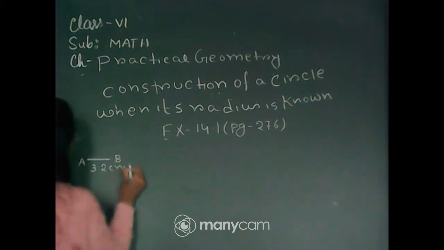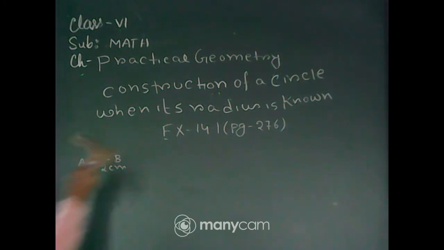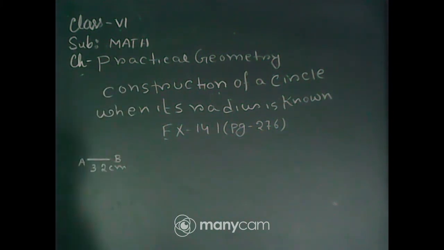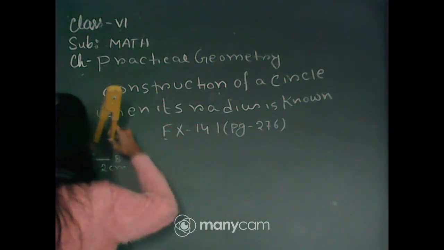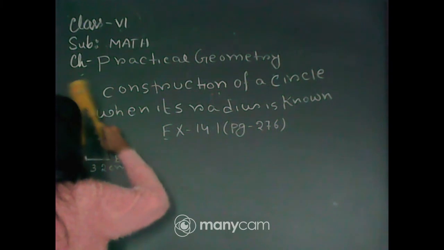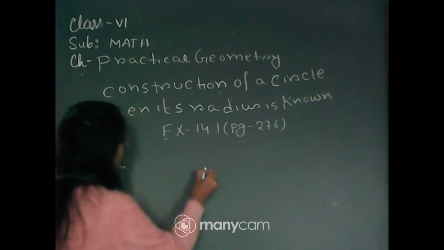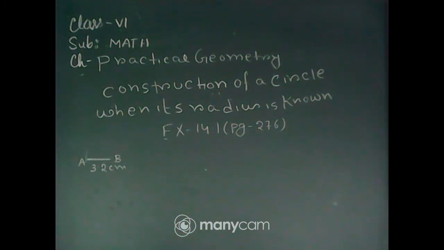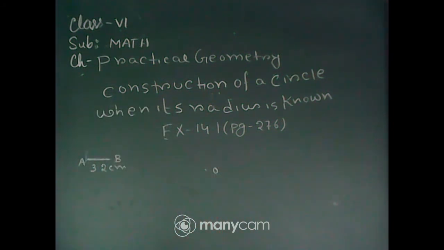Now we take the measure of this line with the help of compass. Next we mark a point O where we want the center of the circle to be.